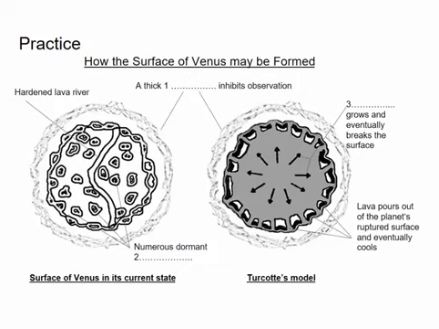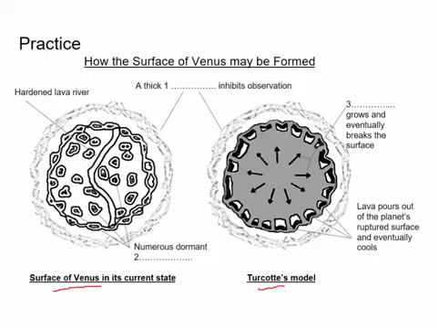Okay, so we're looking at the surface of Venus here, and we're going to read a section that describes a process of how the surface of Venus came to be the way it is. Okay, so take a look at the diagram here. Notice we've got 2 sides here. We've got on the left side the surface of Venus in its current state, okay, the way that it is now. And then we have something called Turcotte's model. Okay, so that's something we can expect to read in the passage.